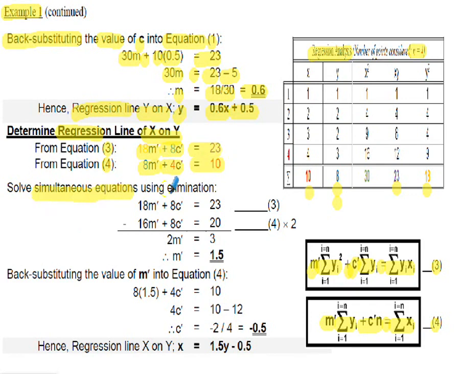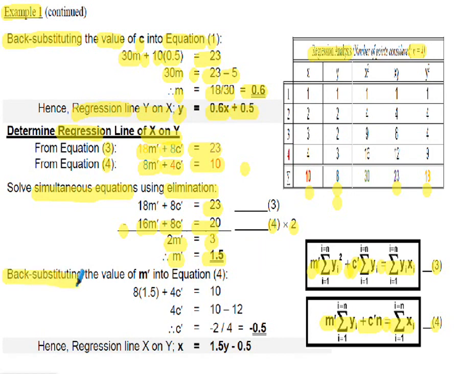Solving these simultaneous equations, again using elimination. In this case, I'm going to multiply equation 4 by 2 to make the coefficients of the c dash the same. So multiplying equation 4 by 2, I get the 16m dash here, the 2 times the 8, plus the 8c dash, the 2 times the 4 there, is equal to 20, which is the 10 times the 2. Subtracting these equations now, 18m dash take away 16m dash is 2m dash, the 8c dash take away 8c dash obviously 0, and then the 23 take away 20 is 3. Dividing both sides by 2, m dash is 1.5.